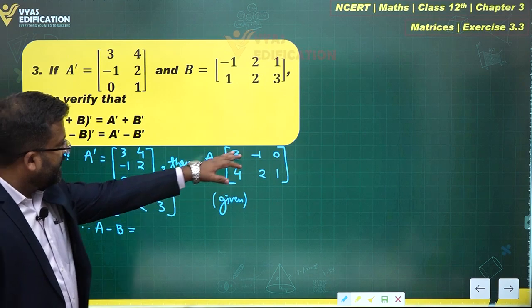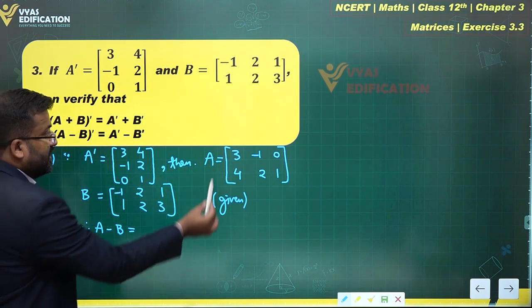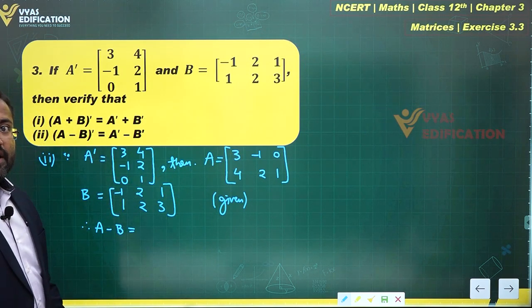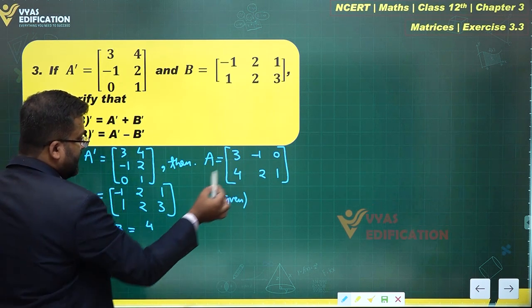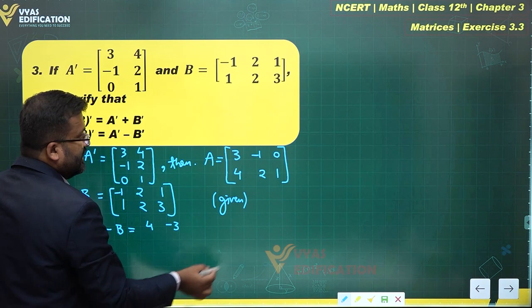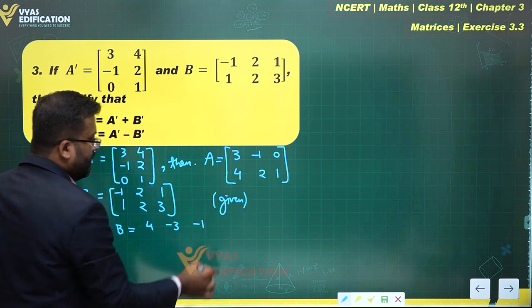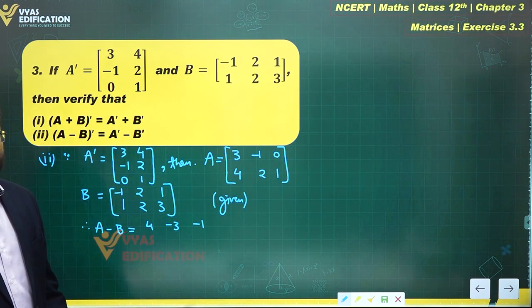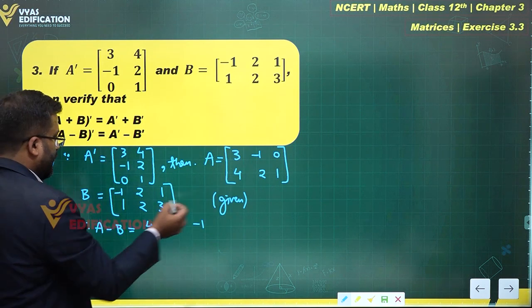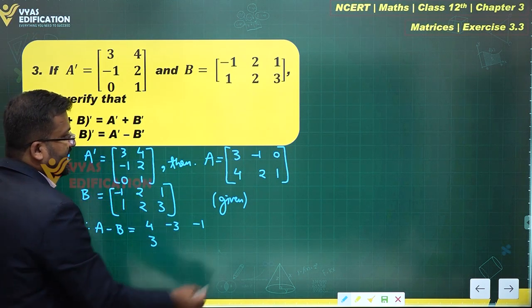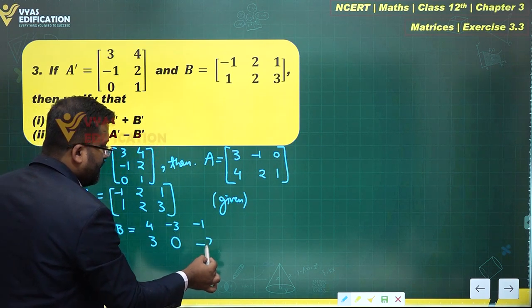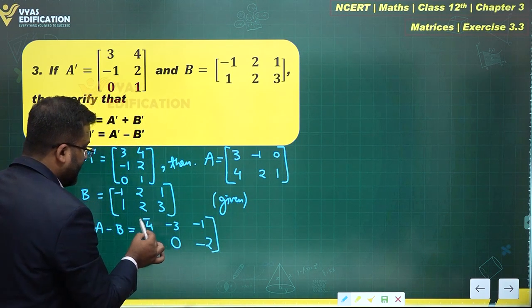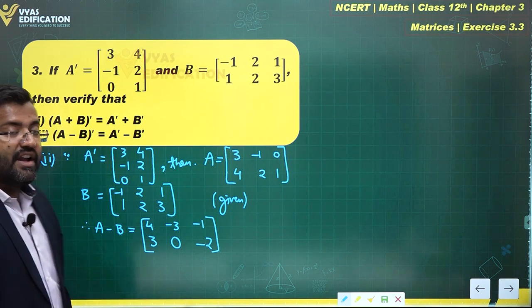A minus B will be obtained by subtracting this and this. Now, 3 minus of minus 1, what will that be? 3 minus of minus 1 becomes 3 plus 1, which is 4. Minus 1 minus 2 will become minus 3. 0 minus 1 will become minus 1. What next? 4 minus 1 is equal to 3. 2 minus 2 is 0. 1 minus 3 is minus 2. This is the matrix A minus B.